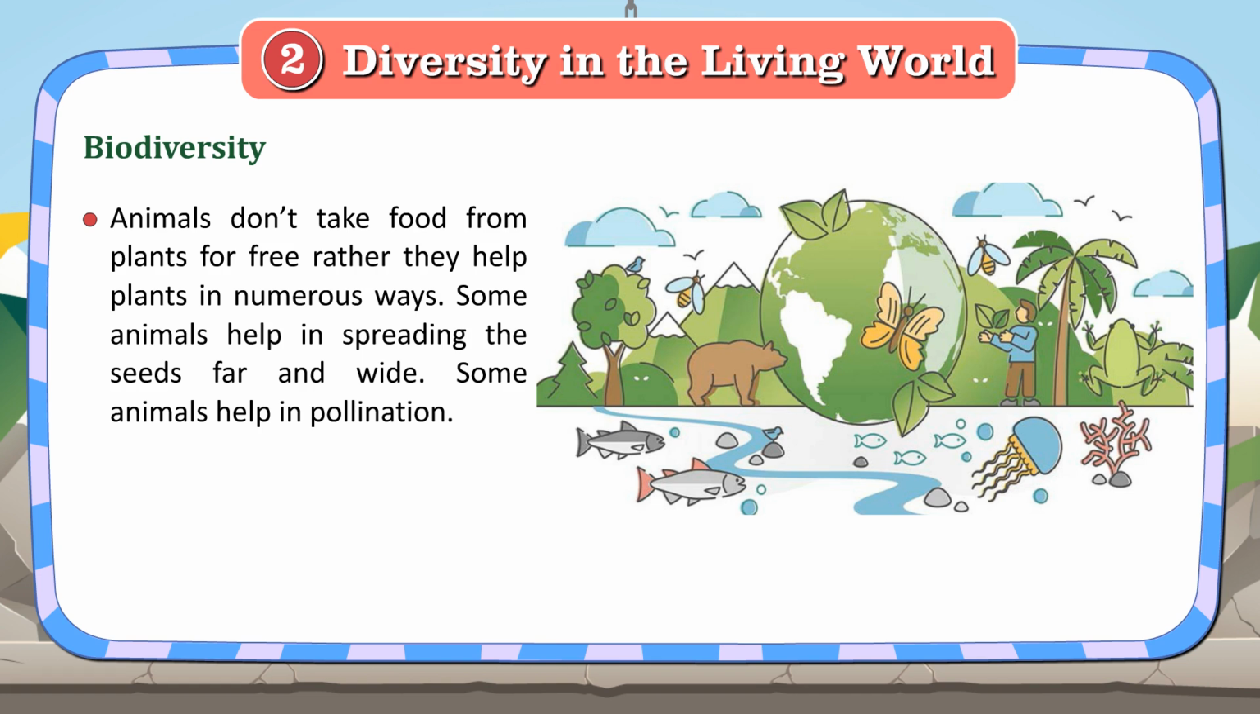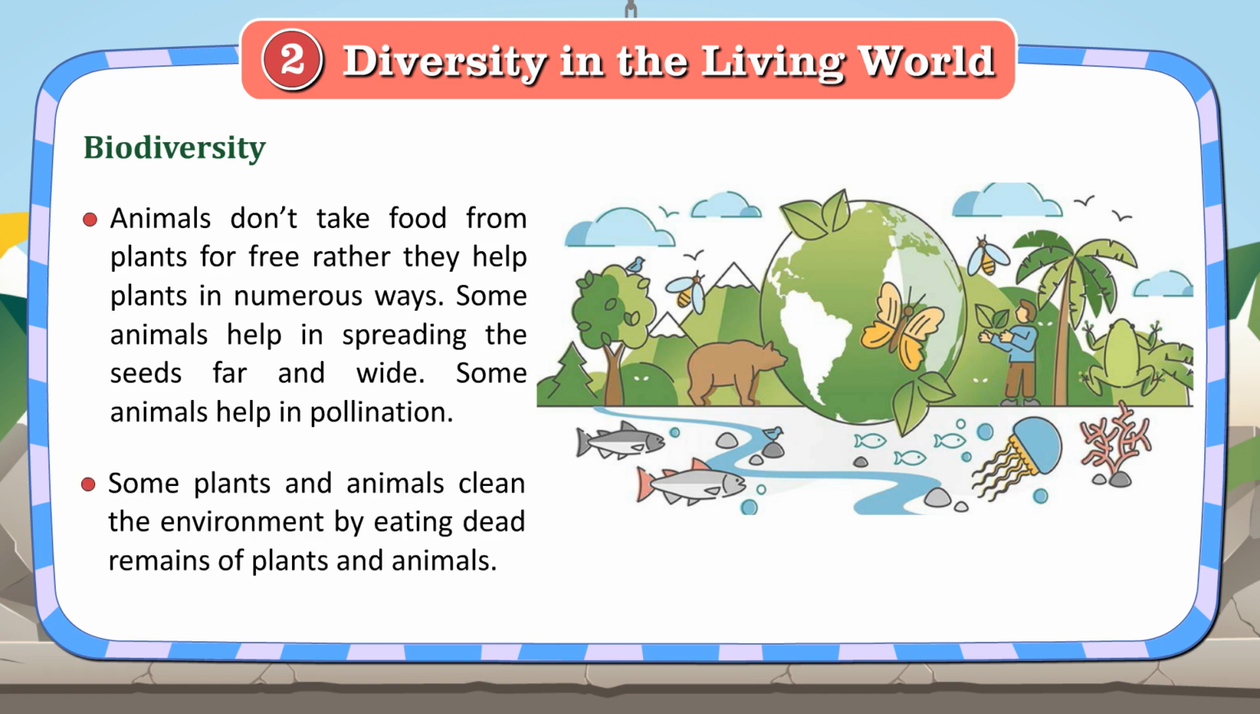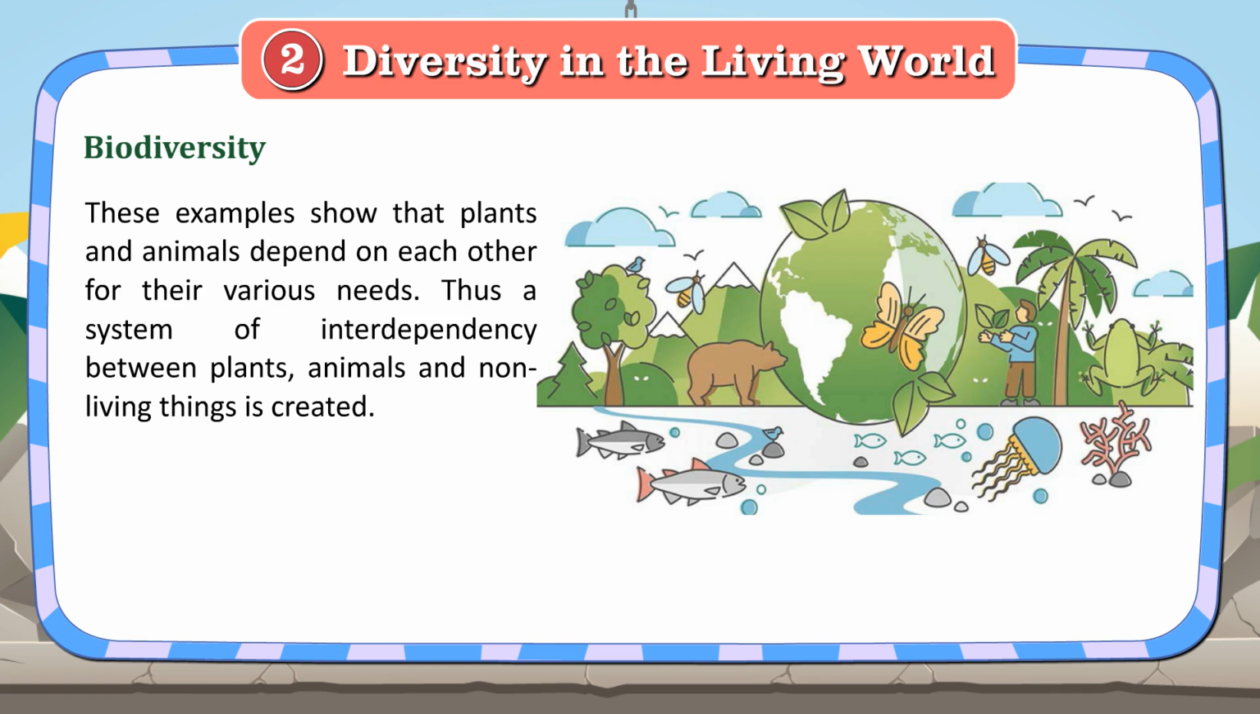Some animals help in spreading the seeds far and wide. Some animals help in pollination. Some plants and animals clean the environment by decomposing the dead remains of plants and animals. These examples show that plants and animals depend on each other for their various needs. Thus, a system of interdependency between plants, animals and non-living things is created.